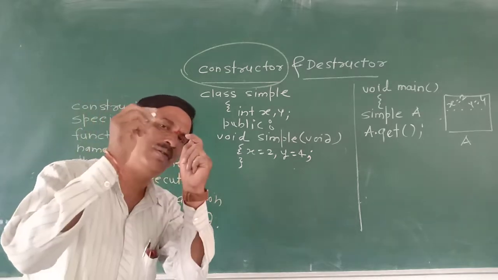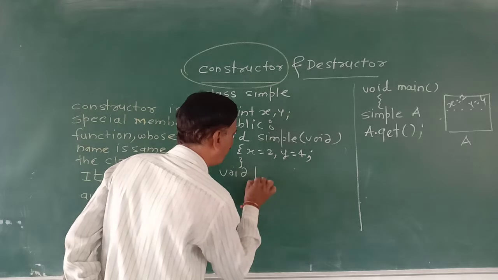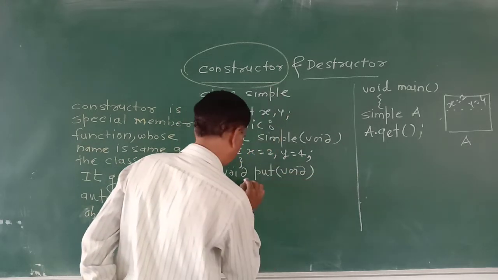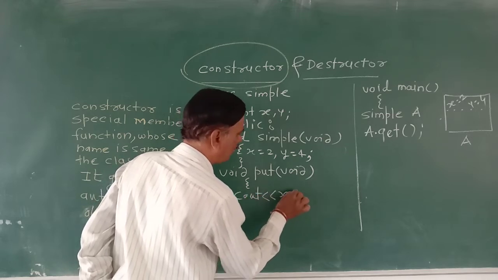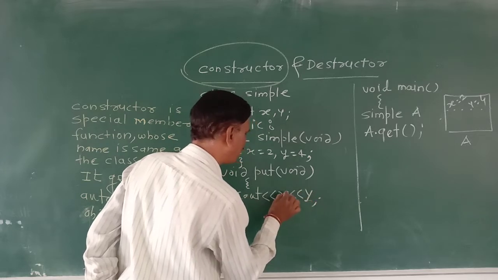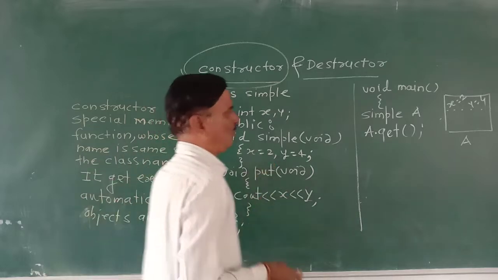We will take one ordinary function. Void put void, cout x y. Class finished, terminated by semicolon.